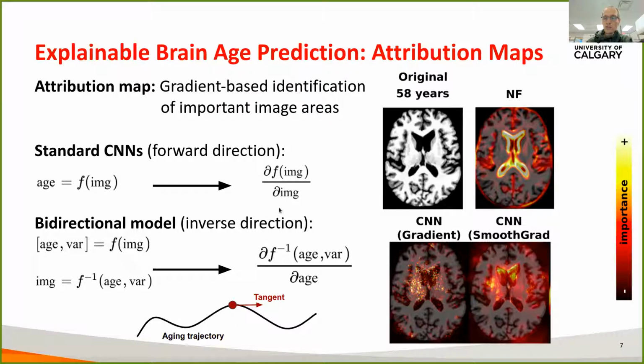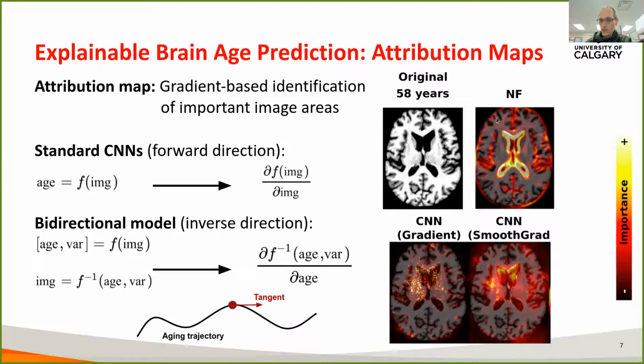So instead of computing the gradient with respect to all input voxels, we can directly manipulate the age, because we can compute the gradient or the partial derivative here with respect to age. So we can modify the age variable. And this actually has a geometric interpretation, because this here is the tangent vector to the aging trajectory. And then we can map it back to the input space and visualize the important parts of the image that we use by our generative classifier or regressor in this case to render its decision.